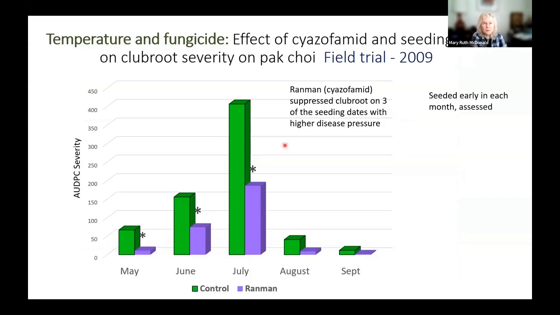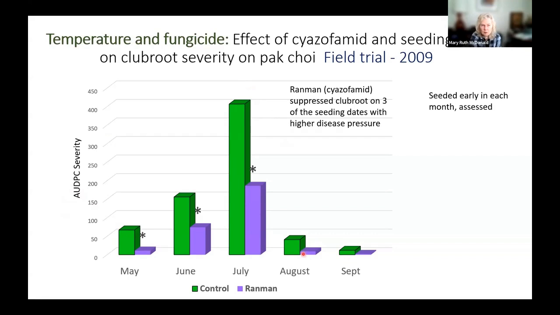But back to temperature, this is a trial where we looked at temperature by changing the seeding date. When we grow these pak choi, it's 6 or 8 weeks in the field to maturity. When we seed it early in the season, when the soil temperatures are cool, we have relatively low disease at harvest. This is area under the disease progress curve, so they were looking at disease development throughout the growth of the plant. But you can see when temperatures are optimum, high disease.